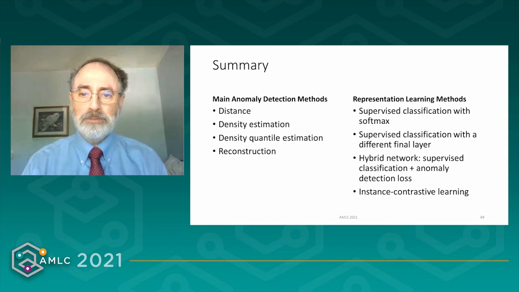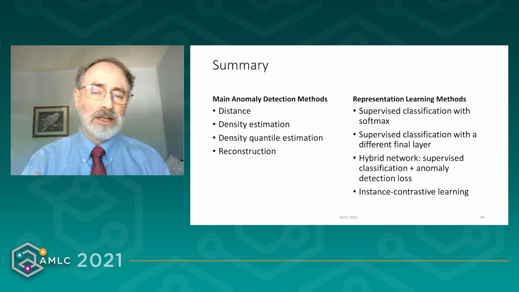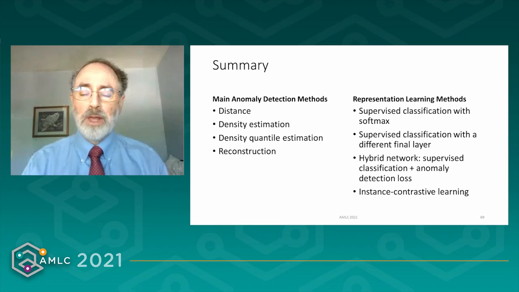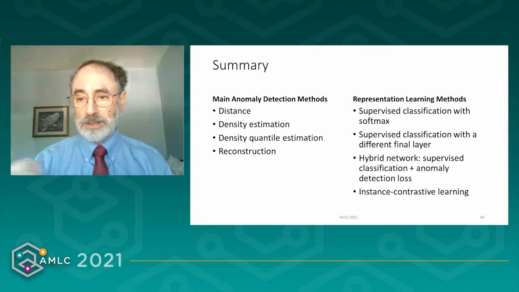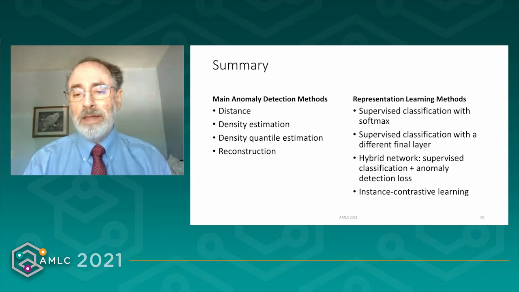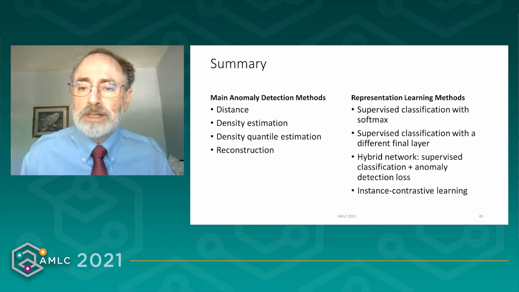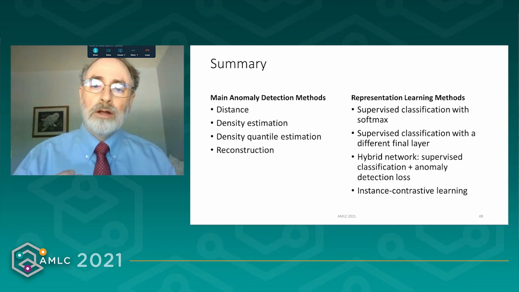And we showed that supervised classification with softmax is already not terrible, although there is a lot of headroom for extracting the anomaly score better than just using the logits. We saw that you can gain some improvements by changing the final layer to not be just the standard softmax. We saw that we could also gain improvements by using a hybrid, a two-headed network, where we combine supervised classification with one of these anomaly detection losses, say density estimation or distances or reconstruction. And then the most speculative technique is instance contrastive learning. And we show that while it shows some promise, it also appears to show the same weaknesses as supervised classification in that the anomaly points are not given distinct representations, at least compared to the nominal points.